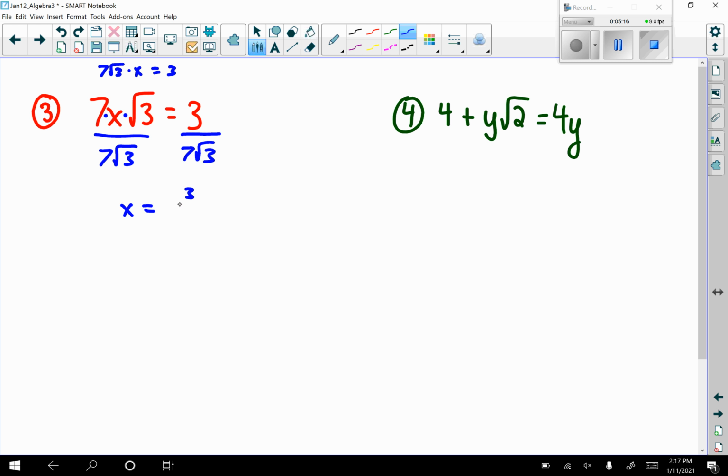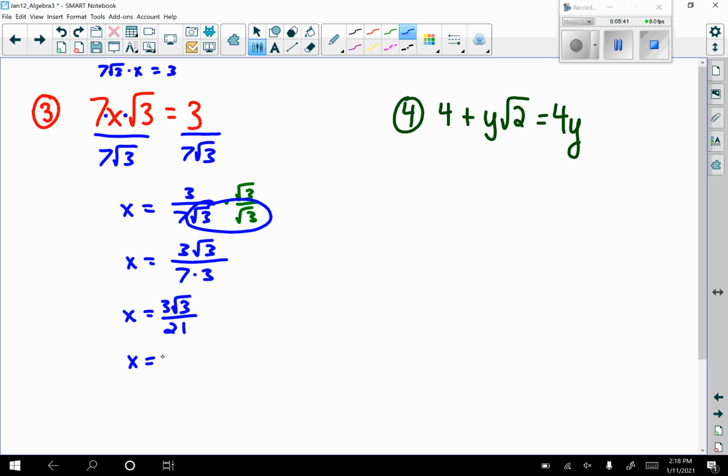So I'm just going to rewrite this. 3 and the 7 don't simplify like in the last problem. All I need to do now is just multiply by radical 3 to rationalize this. So now x is going to become 3 radical 3 over 7 times these two together will just give me a 3. So I get x equals, and now I could cross those 3's out, or I get 3 radical 3 over 21. Now that 3 and 21 will just become a radical 3 over 7.